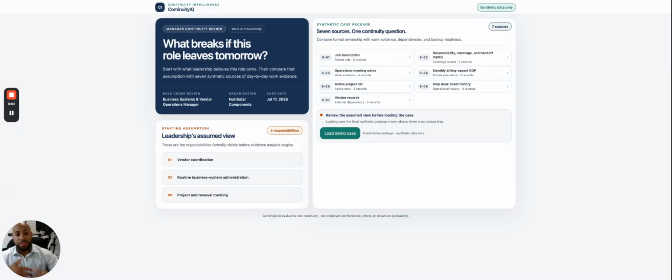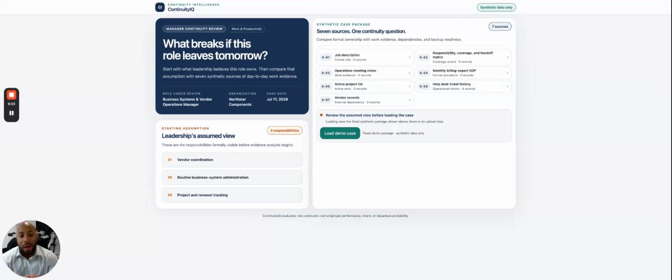Once a business reaches a certain number of employees, there becomes an issue between leadership and actual work being done. And the one question that Continuity IQ is looking to answer better than anyone else is what breaks if a role is vacated tomorrow. And it's answering that by using 7 buckets of information.